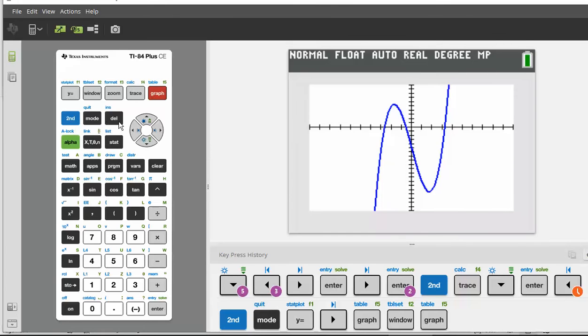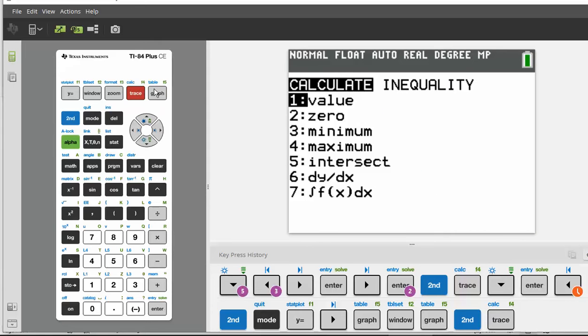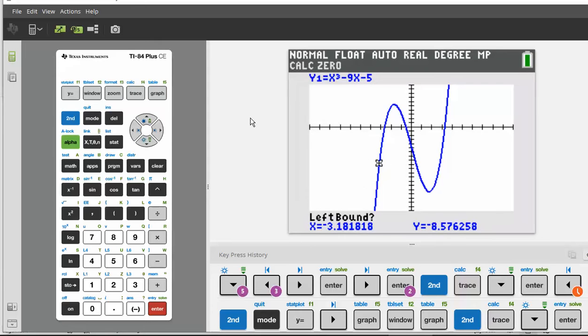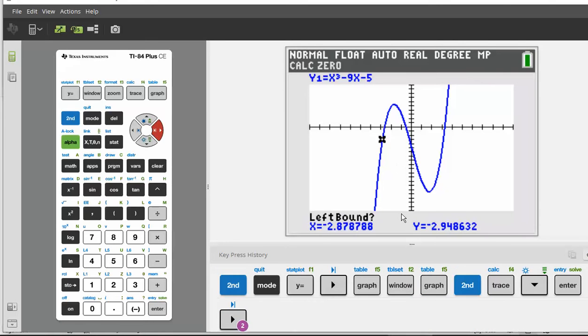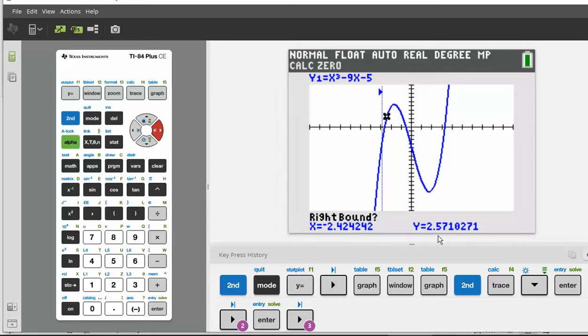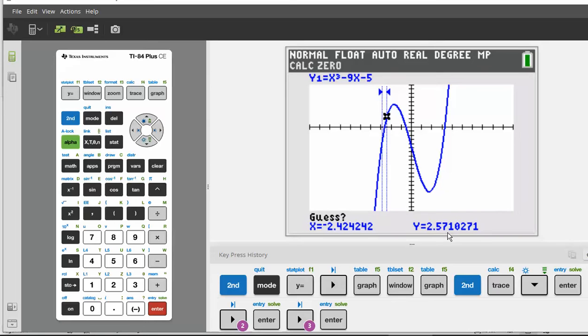So if I go to second trace, which is calculation, I can have a zeros function right here and hit enter. And then we're gonna have to guess the left bound here. So I'm gonna put it a little bit closer to here. So this time y is a negative value and I hit enter. And I will move the cursor here, somewhere y is a positive value, and I will hit enter again.